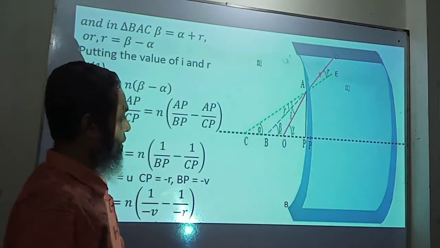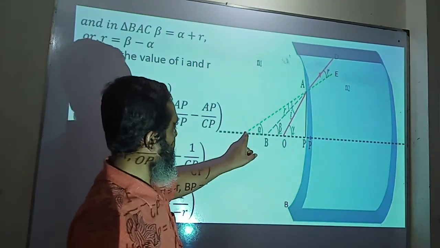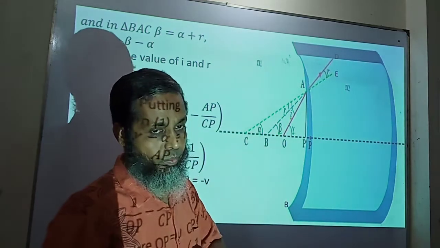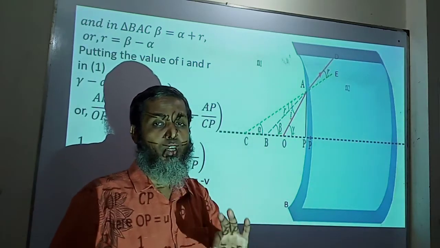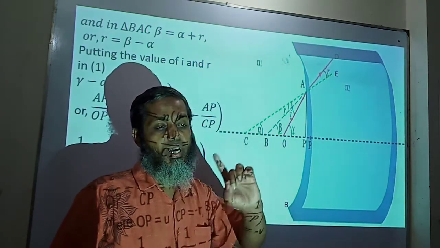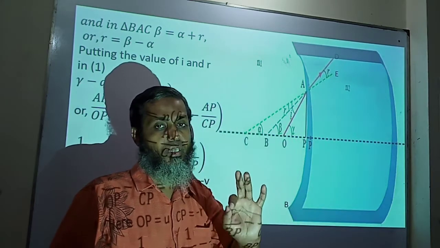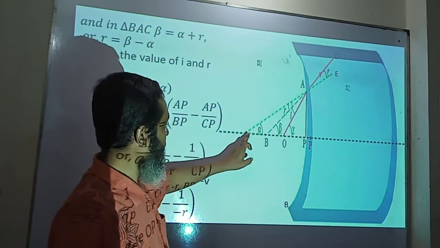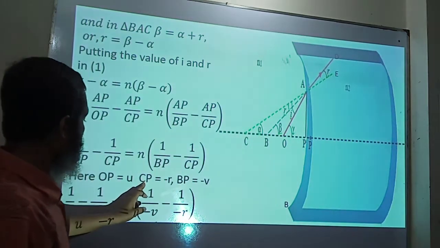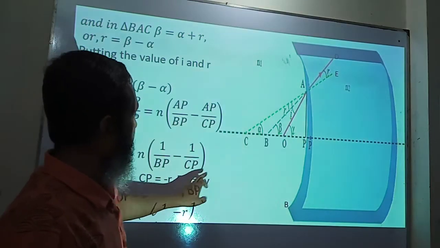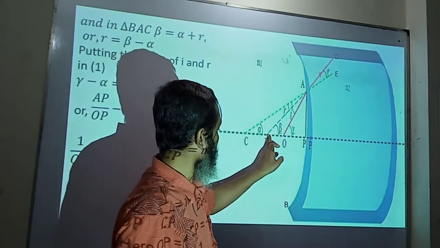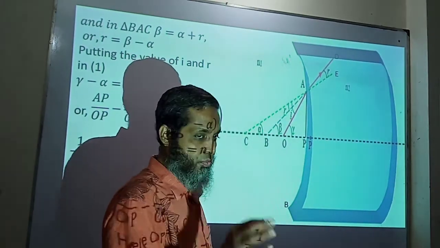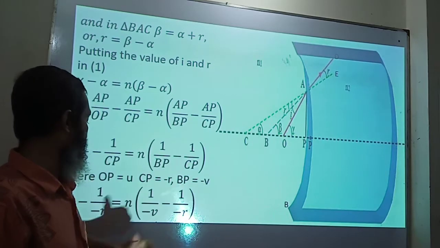And CP, here CP is the radius of curvature. You have to remember that when the center of curvature is on the side of the image, then the center of curvature will be considered as negative. So here is the image and center of curvature. So that's why CP is equal to minus R. And here B is the position of the image, so BP is the distance of the image, and here the image is a virtual image, that's why v is negative. So BP is equal to minus v.